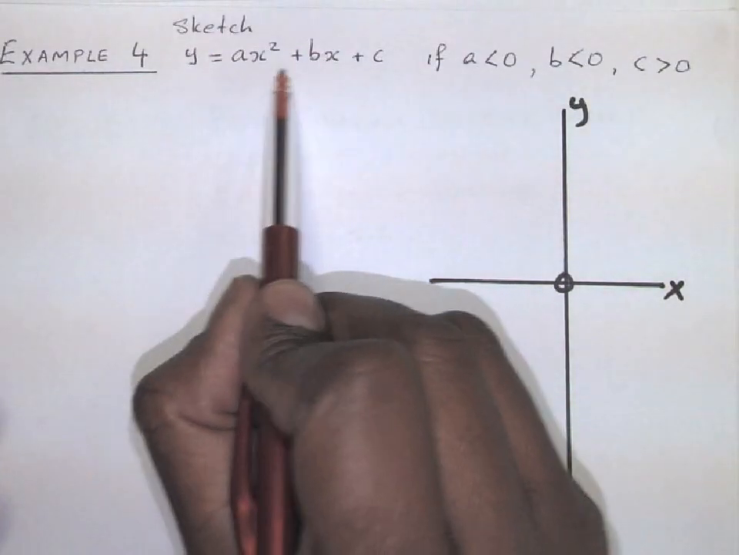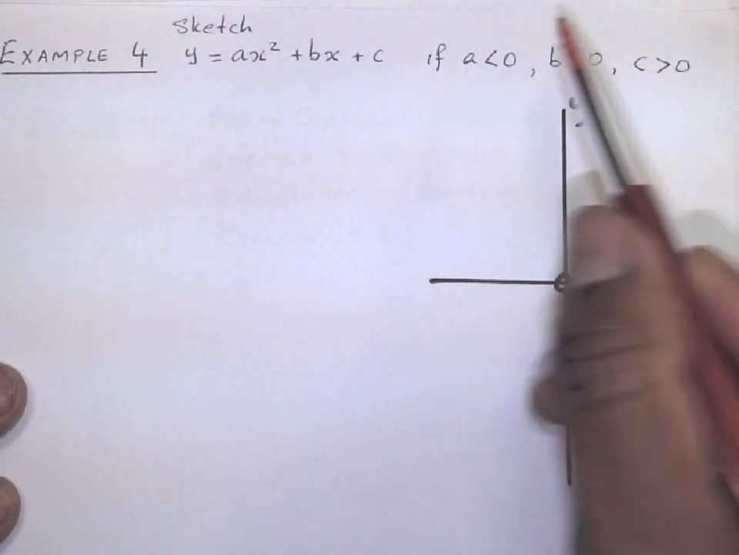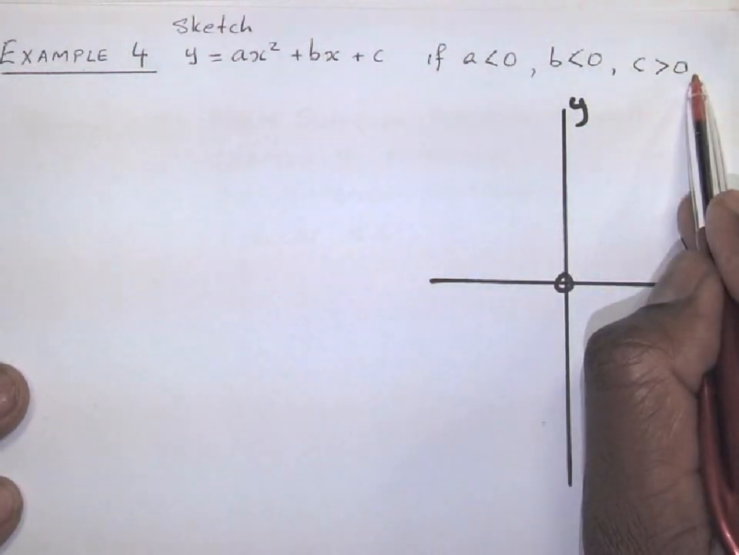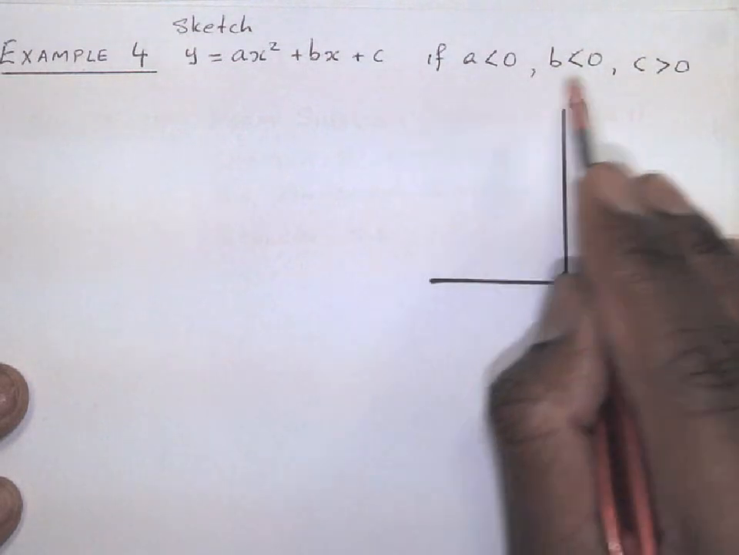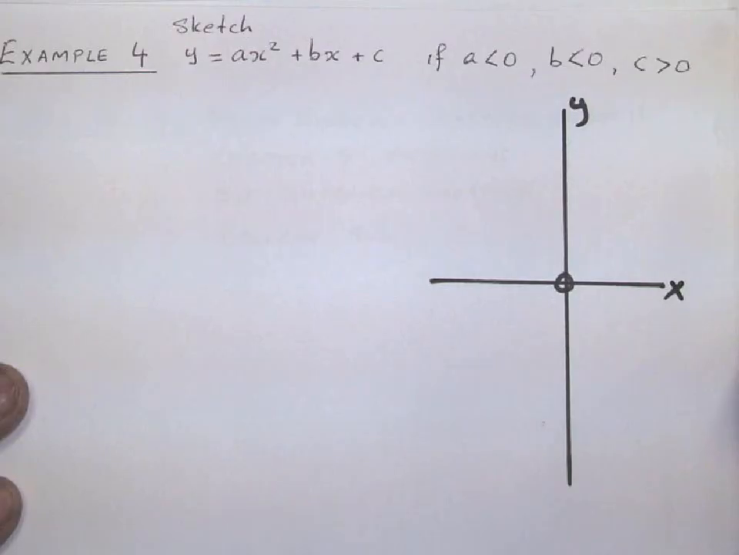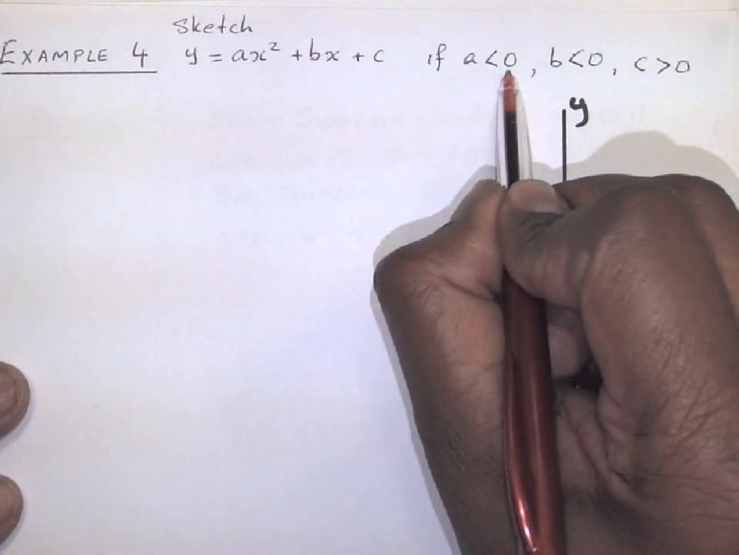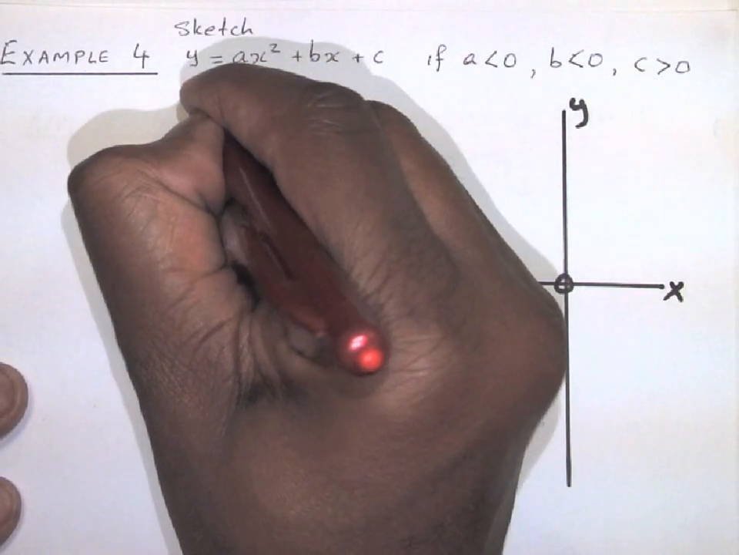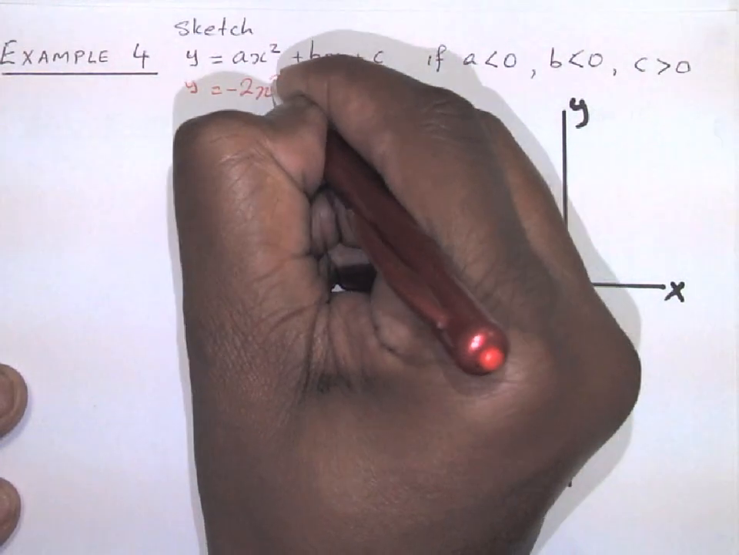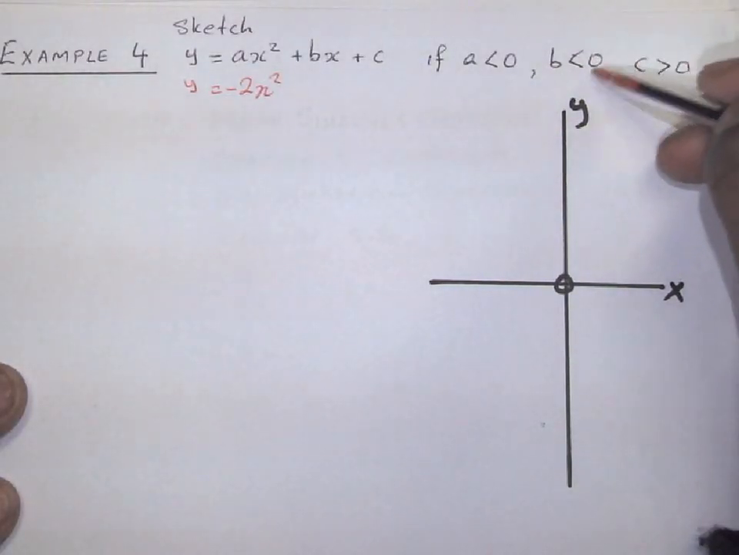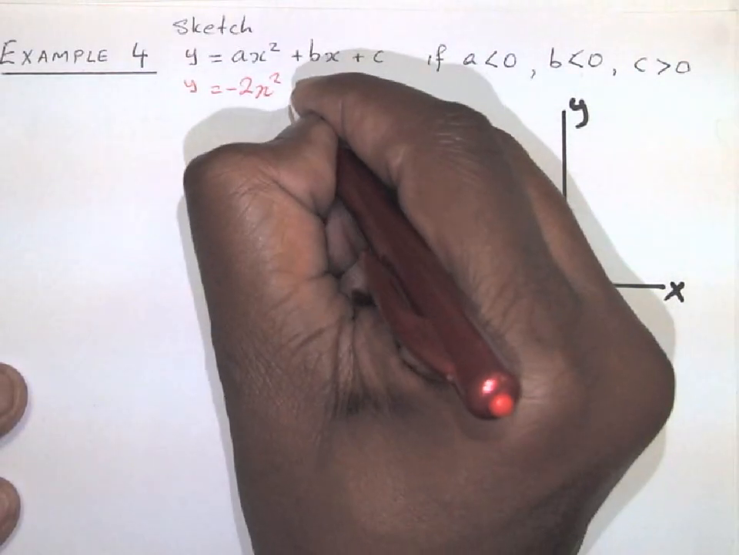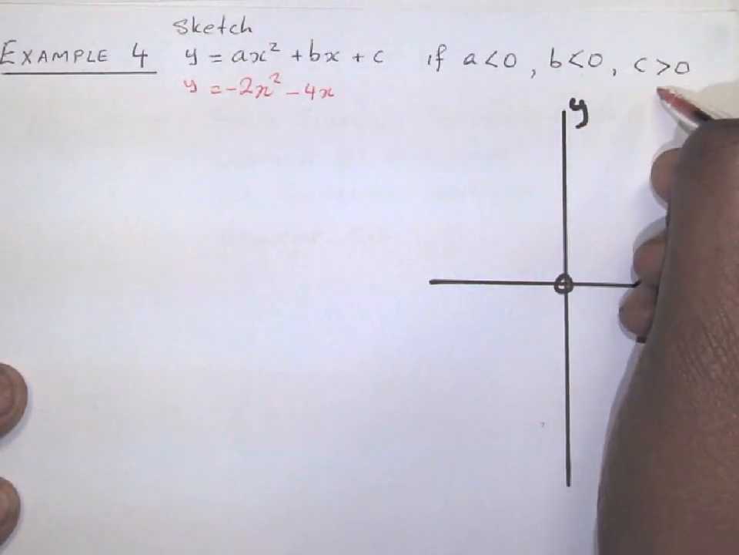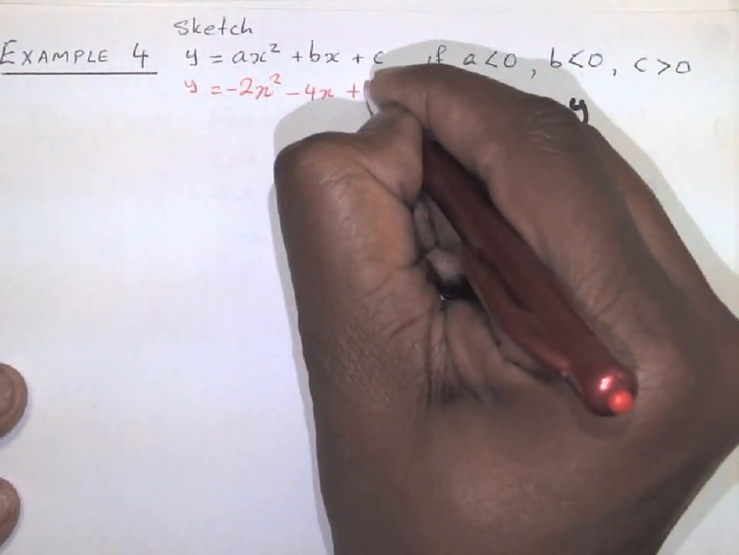Sketch the graph of y equals ax squared plus bx plus c if a is less than 0, b is less than 0, c is greater than 0. In this case, they are giving variables, right? There are many ways of doing this, but the easier one is just to substitute values so that it's easier for you. Let's take a number which is smaller than 0. Let's say you put a as negative 2, right? So we'll have now y is equal to negative 2x squared. b is less than 0 as well, so let's take negative 4, minus 4x. And then c is greater than 0, a number bigger than 0. Let's say we take 16, right?